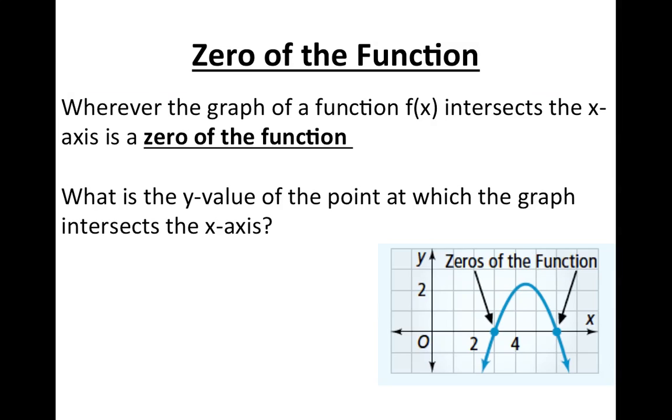Okay, so the zero of our function is wherever the graph of our function intersects the x-axis. So if we look at our function here, we have two zeros at 3 and at 6. Those are the zeros of our function, or the solutions to our quadratic equation. And then I'm going to ask you, what is the y value of the point at which the graph intersects the x-axis? So if we're on the x-axis, what is our y value? And hopefully you say 0, because we're not going up or below our x-axis.